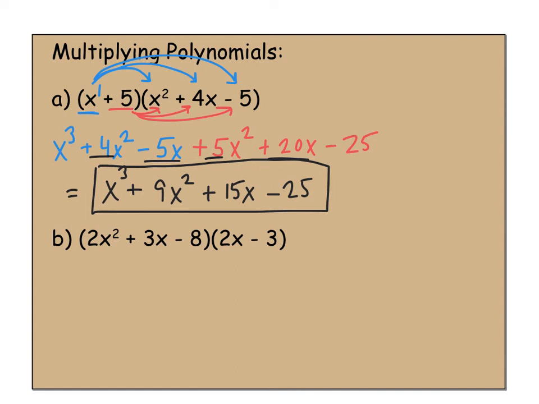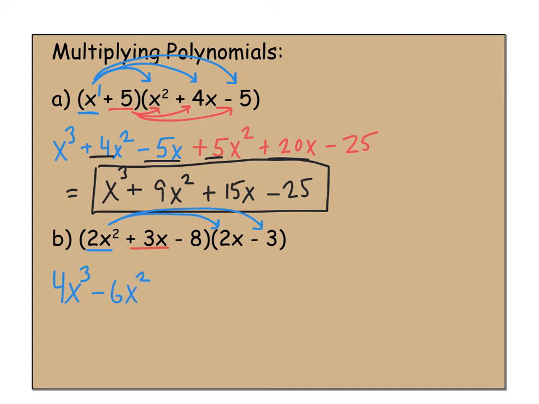All right, let's try this last one. Same kind of thing, just keep yourself organized, and let's make sure we distribute everything and then simplify. So we can start by distributing the 2x squared to each of these two terms. Okay, so the 2x squared times 2x would be 4x to the third. The 2x squared times the minus 3, we're just going to multiply the coefficients, to be a minus 6x squared.